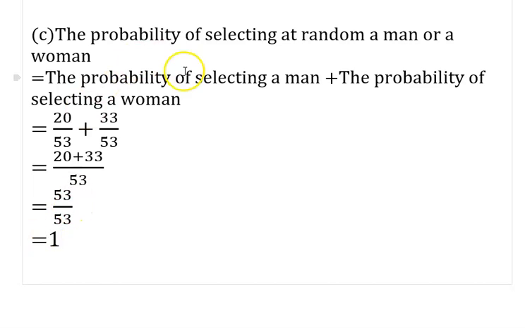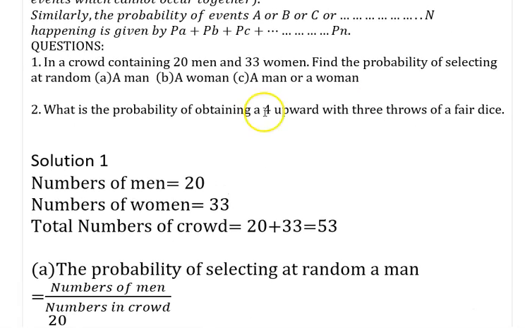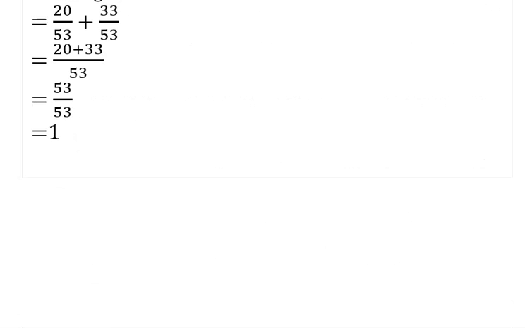Now, the probability of selecting at random a man or a woman is definitely going to be 1, because it's certain that if you don't pick a man, you pick a woman, because it's only men and women that are in that crowd. That is for question number 1. So let's go to question number 2. What is the probability of obtaining a 4 upward with 3 throws of a fair die? So let's come here and say solution number 2.